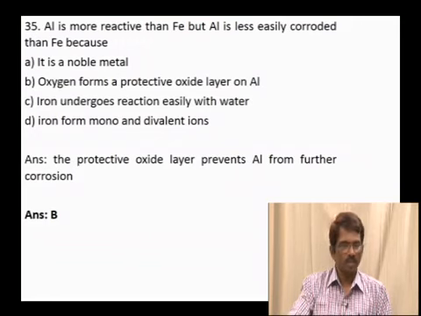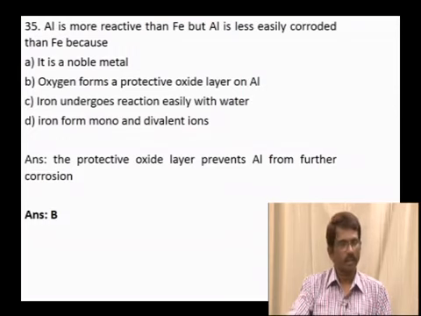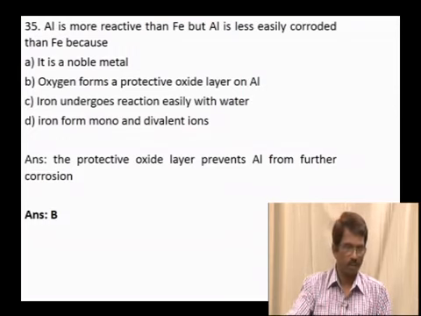When aluminum is exposed to atmospheric air, the surface aluminum atoms undergo oxidation to form a protective layer of aluminum oxide, and that prevents the metal from further corrosion, and hence the correct option is option B.